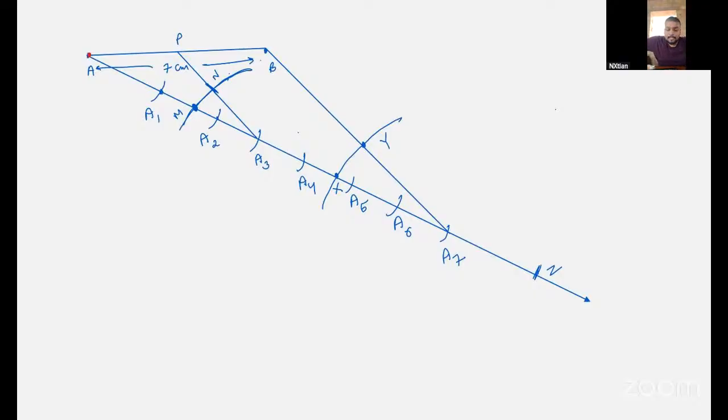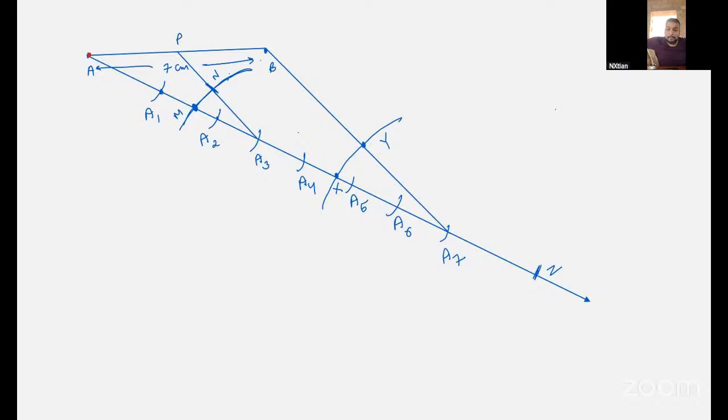Done. So what I said, last point. Open the compass of any measurement, not too big, make 7 equal points on AZ, and name them A1, A2, A3, A4, A5, A6, and A7. Next point. Join A7 and B.